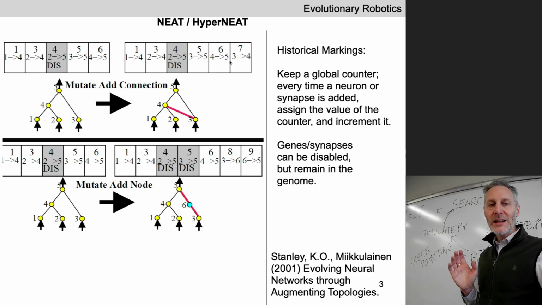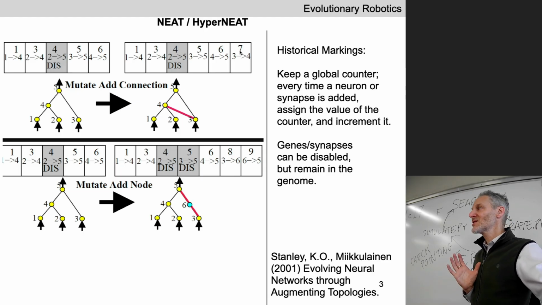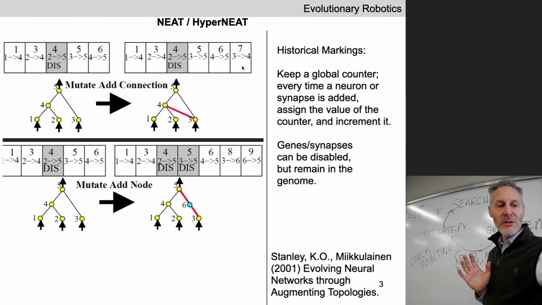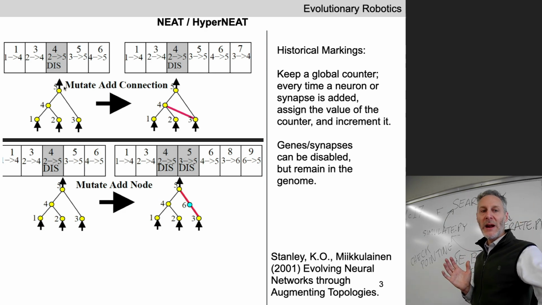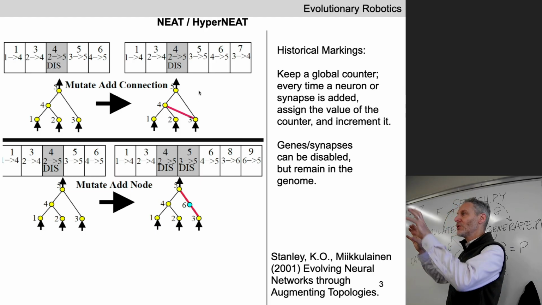Okay, so let's continue this thought experiment. We have this child which has a new synapse called synapse 7, and synapse 7 connects neuron 3 to 4. Let's assume that this child has higher fitness than its parent, and so the parent dies out, but the child survives into the next generation. And then this child produces 2 grandchildren.